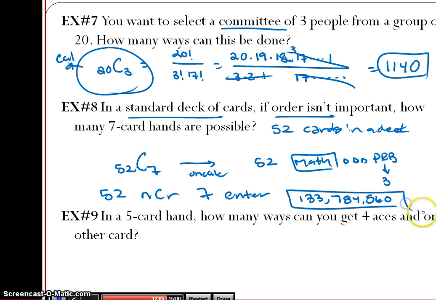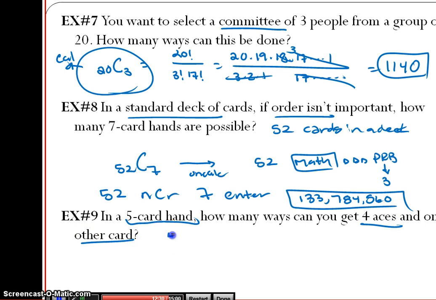And you should get out 133,784,560. Okay, so in a standard deck of cards, there are 133 million 7-card hands out there. And a 7-card hand would be you being dealt 7 cards and you have 7 cards in your hand. Okay, in a 5-card hand, so now you're dealt out 5 cards and you have 5 cards in your hand. How many ways can you get 4 aces and 1 other card?